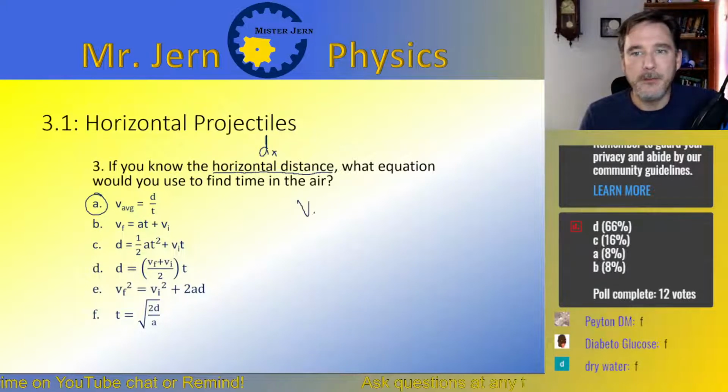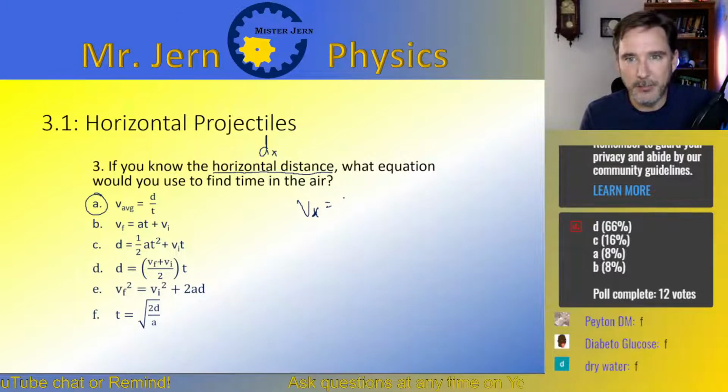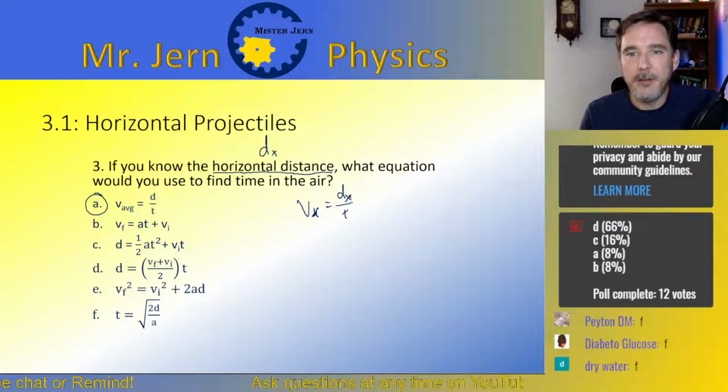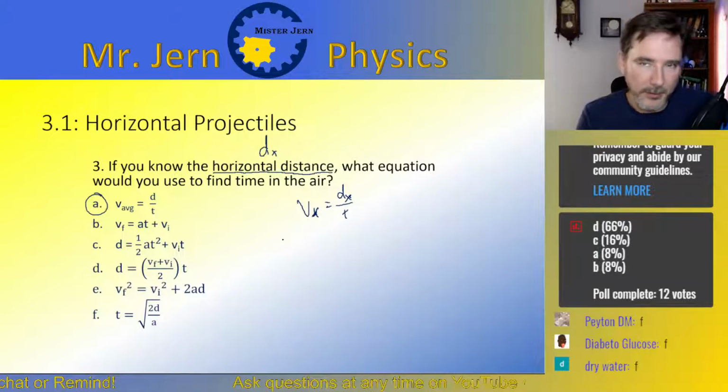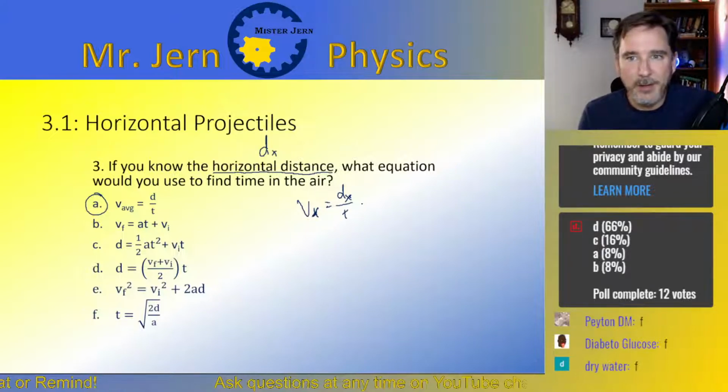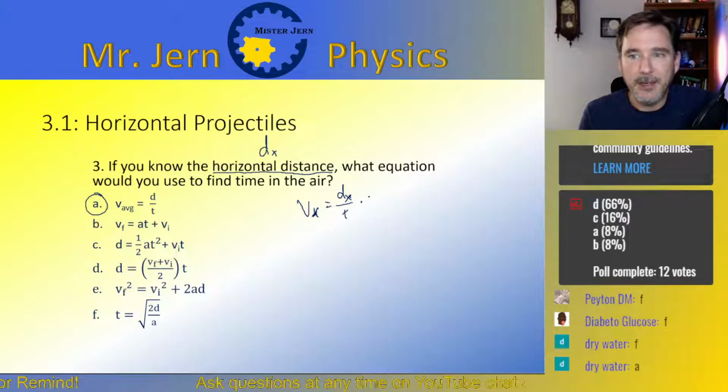The reason is Vx, V average x, there's always that, because it doesn't change. So you could use, remember the horizontal velocity doesn't change as a projectile. So dx over t, and you might get thrown off because it doesn't quite look like that, but this is how it is on the equation sheet. And to find time, yeah.